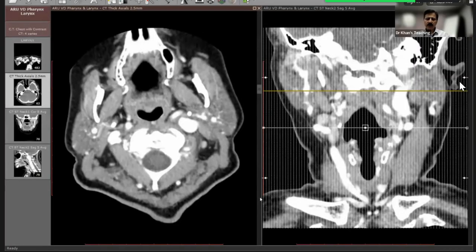So, candidate 1, can you see a CT scan? DICOM? Yes. Okay.